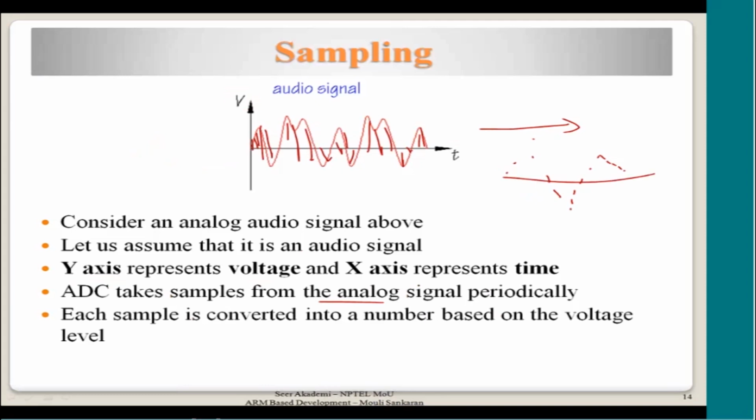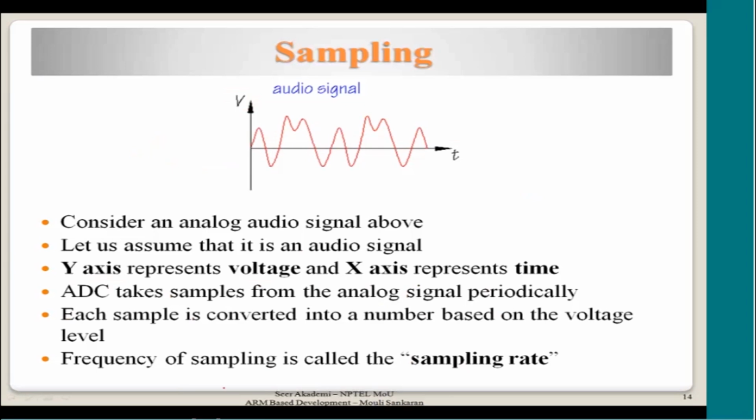Okay, so the digital information is only stored, and then later on it is reconstructed to form this particular analog signal when it has to be reproduced while playing this audio. So the frequency of sampling is called sampling rate. Each sample is converted into a number based on the voltage level.